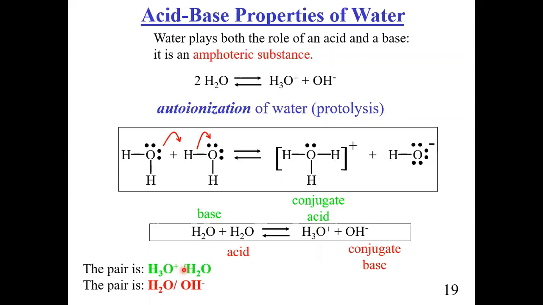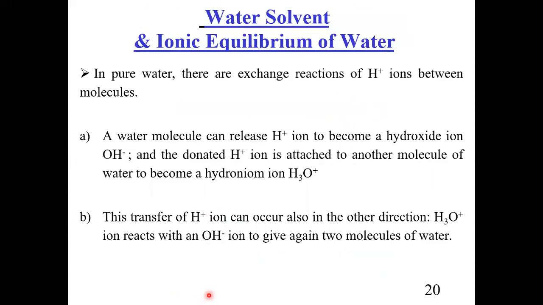If we now look at the pairs that are interacting in this reversible reaction, and remember we always have two pairs, one of the pairs is the H3O plus with water in green, and the other pair is water with OH minus. Don't forget the acid first, followed by its basic form.